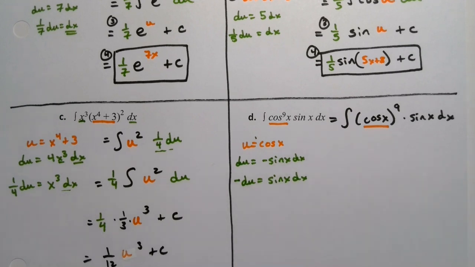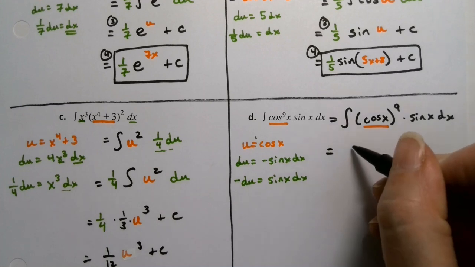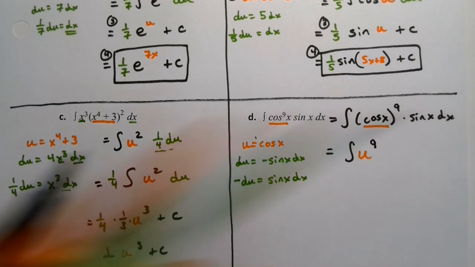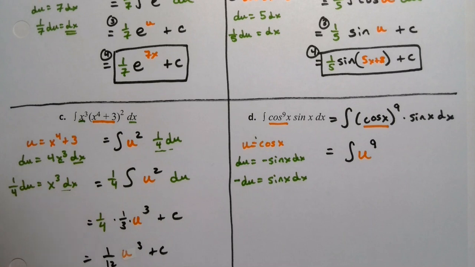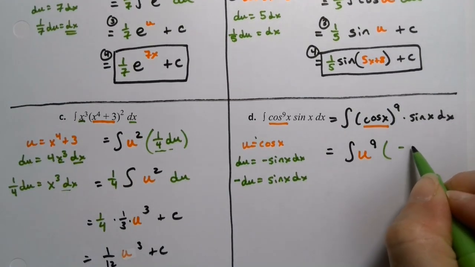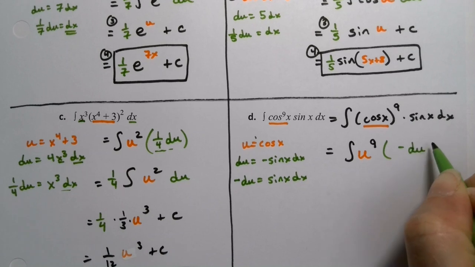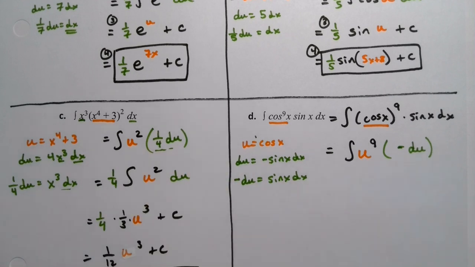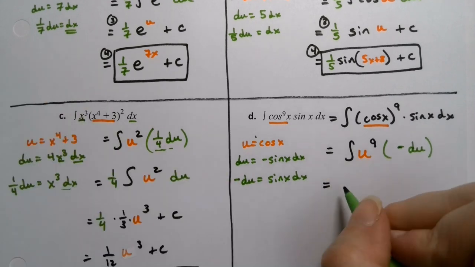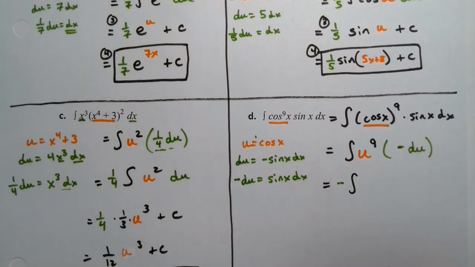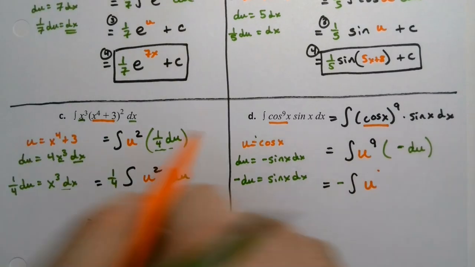So then I can say that this is equal to the integral of u to the 9th, and then I would write negative du. Well, a negative is the same as a -1, so I might as well just write that out in front. And I generally do. I'm just putting them in here at this point because it's review. So this is negative u to the 9th du.